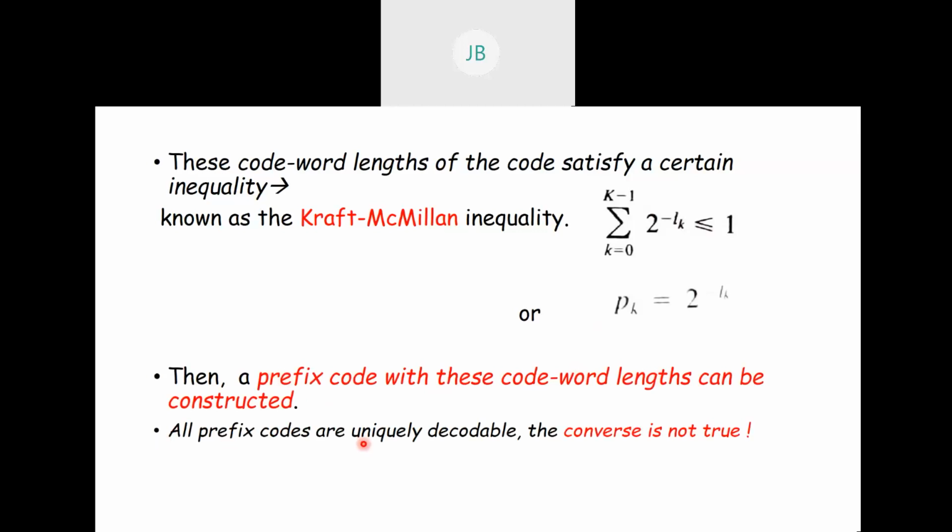Please remember that all prefix codes are uniquely decodable. This is what we have discussed. If it's a prefix code, then it must be uniquely decodable at the receiver. There should be no confusion. But the converse is not true. If it is uniquely decodable, it does not mean that it is a prefix code.